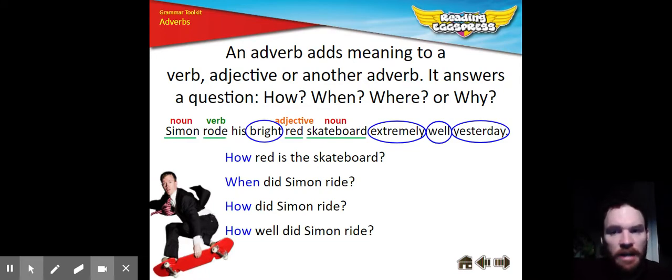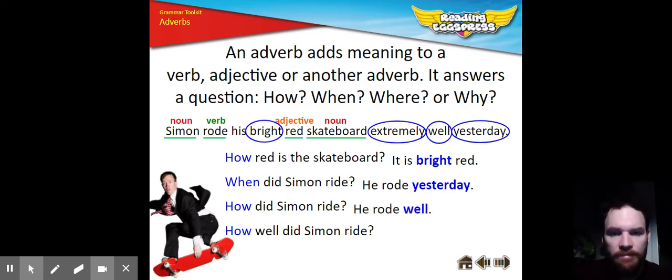Pause the presentation after each question to see if you can identify the adverb that answers each of these questions. I'll ask the question, you can pause it, and then when you've pressed play again, then you'll hear the answer. How red is the skateboard? It is bright red. When did Simon ride? He rode it yesterday. How did Simon ride? He rode well. How well did Simon ride? He rode extremely well.